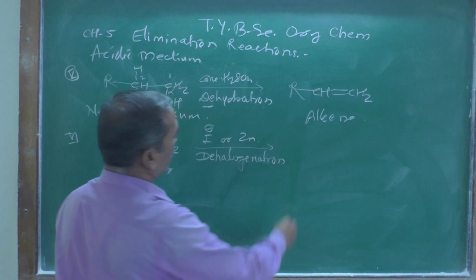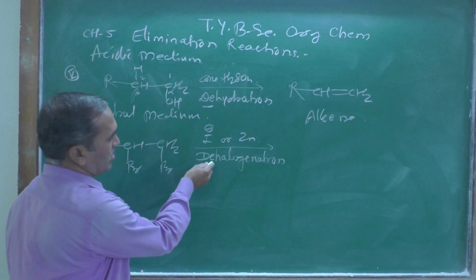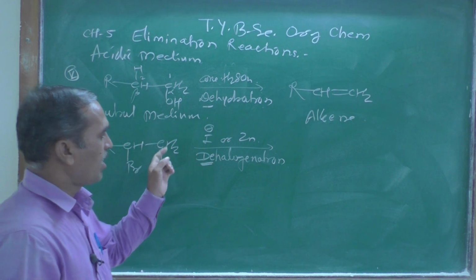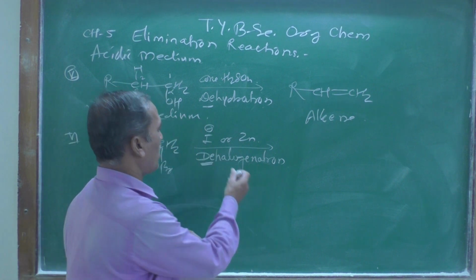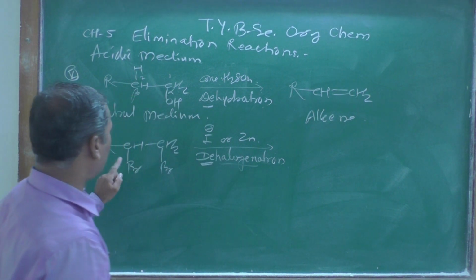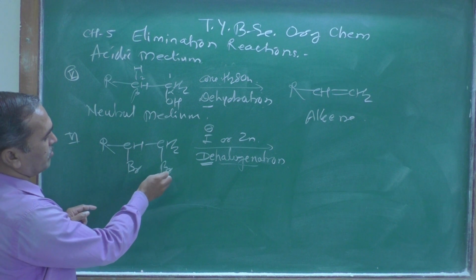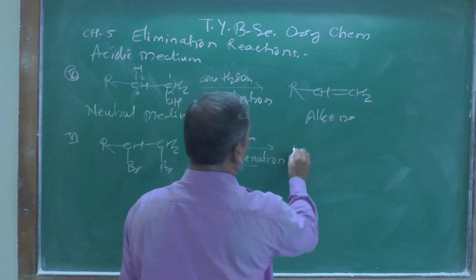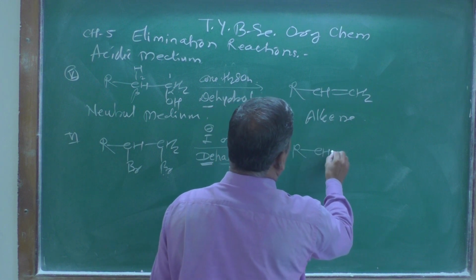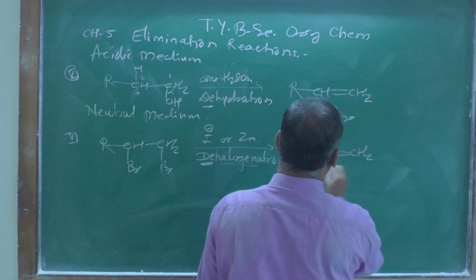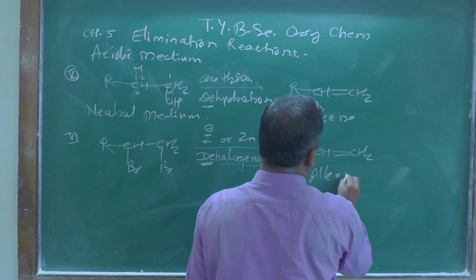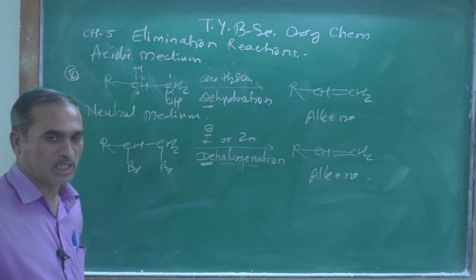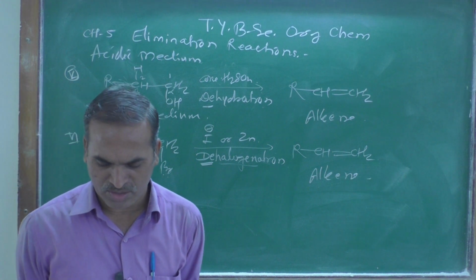Remember, look at the word here. D, as we know, means removal, and halogenation means halogen atom. So one Br from here and one Br from there, both Br get eliminated, and we are going to get RCH double bond CH2. This is the alkene we are going to get here, right? So this reaction takes place in a neutral medium, and that's why it is shown here.